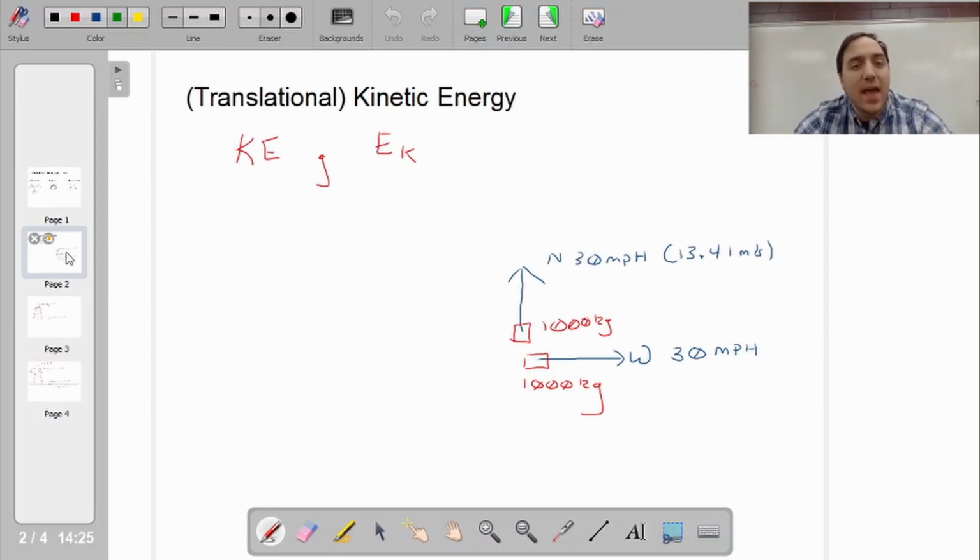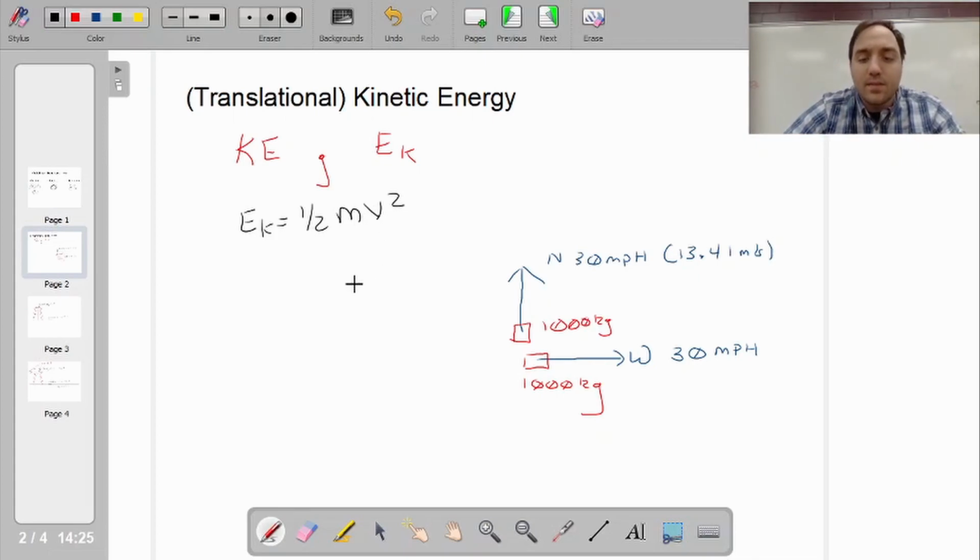It's going to be abbreviated as either KE or EK, and it has an equation of 1/2 mv squared, where m is the mass and v is its velocity. Now, unlike forces, unlike kinematics, the velocity direction here doesn't matter. A 1,000-kilogram car going north at 30 miles per hour has the same amount of kinetic energy as a car going east at 30 miles per hour. The direction doesn't matter for kinetic energy, just how fast it's going. Which makes it a lot easier to work with in some senses, because all we need to know is how fast, not the direction.